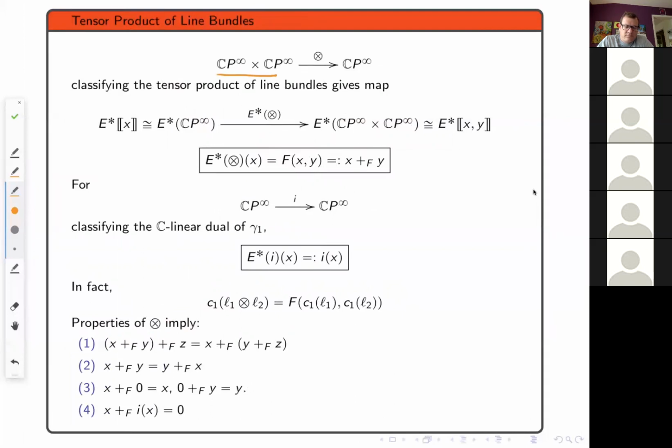So this map here that classifies the universal tensor is gamma_1 tensored with gamma_1, the bundle over CP infinity cross CP infinity, which is classified by the tensor product. This is the map that makes CP infinity into an H-space. You can describe it in terms of algebraic geometry; there are tons of ways to think about this. But whichever way you pick, you get a map of spaces, so you get a wrong-way map in cohomology, a map going the other way.